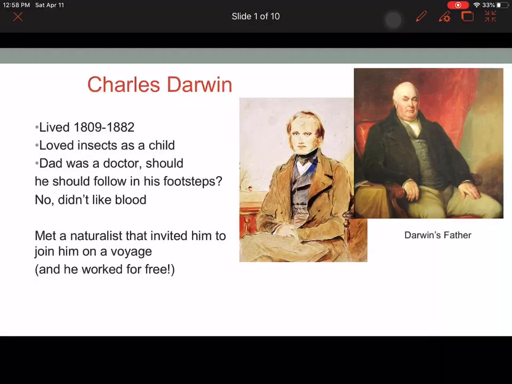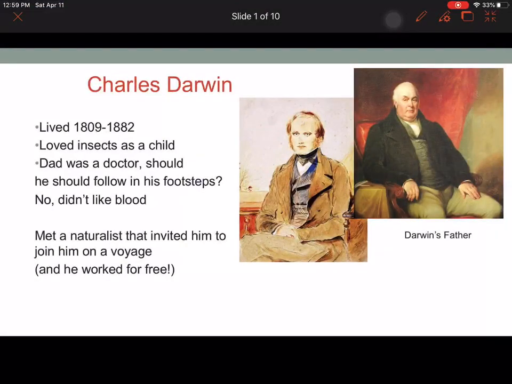vestigial or useless structures in our body, like our tailbone, and homologous structures where we can have similar arm bones. Like our arm bones look very similar to a cat or a horse, even though they have different functions. And then finally looked at DNA and how you can look at how closely related DNA is to see if we're closely or farther away related to different species. This week we are going to talk about natural selection and Charles Darwin.